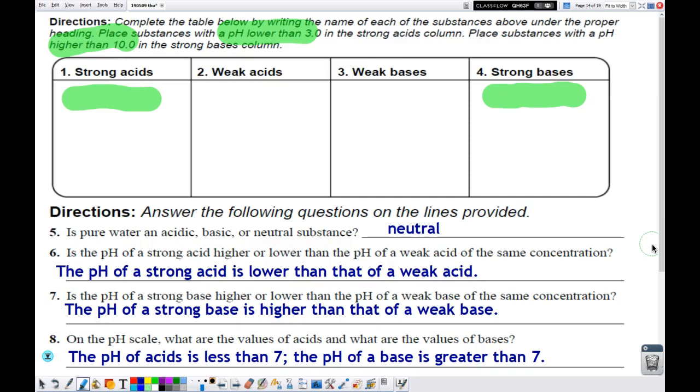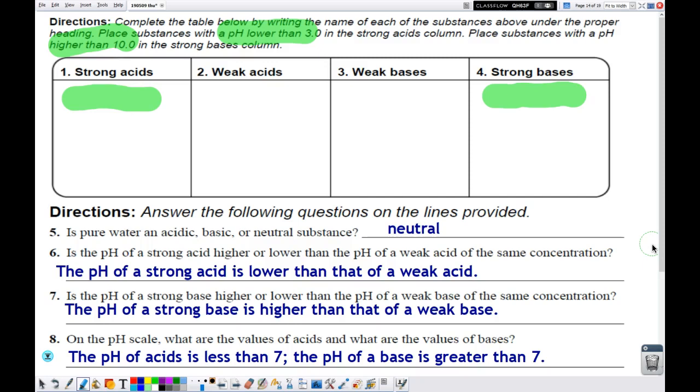So now we will look at the questions below. Is pure water an acidic, basic, or neutral substance? Well, it's 7, so it's neutral. Number 6, is the pH of a strong acid higher or lower than the pH of a weak acid? Okay, so remember A7B. So the further from 7 it is, the stronger it is. So the furthest we can get on the pH scale from 7 is 0.